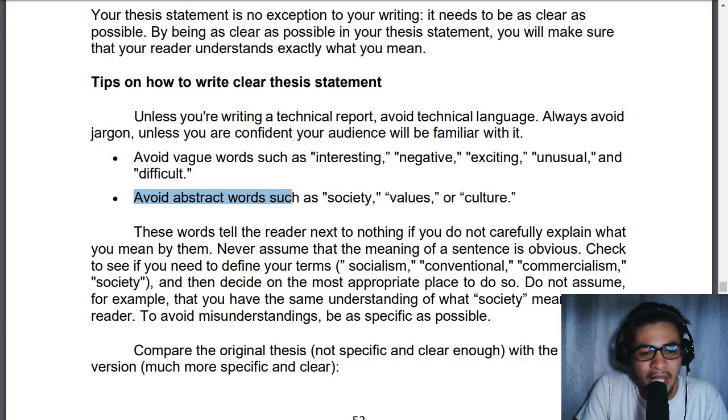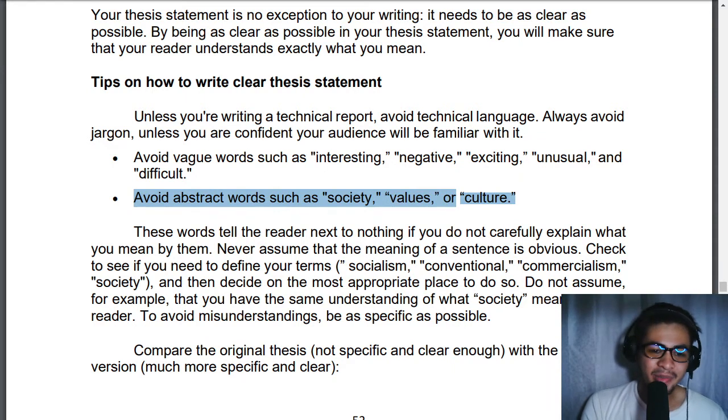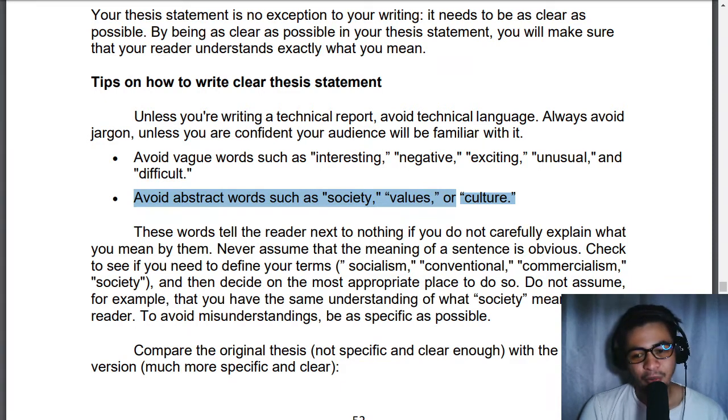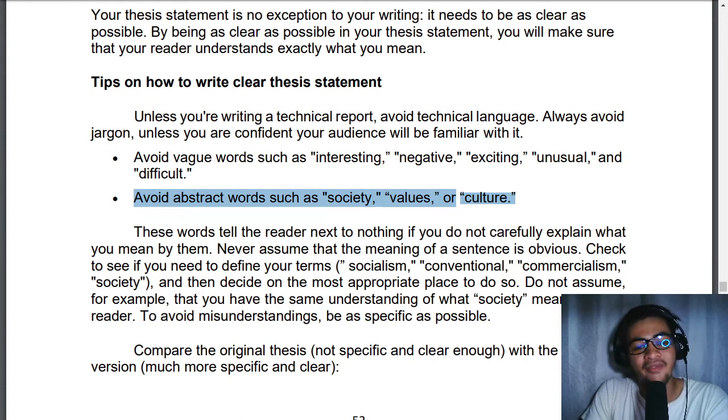Number 3, actually number 2. We will put number 3 together since the speakers discussed it. Avoid abstract words such as society, values, and culture. As much as possible, when you are writing a thesis statement, do not use abstract words. Abstract words are words that you cannot specify. Like society, you cannot specify what society is. Values, you don't have a specific clear meaning of values, society, or culture.